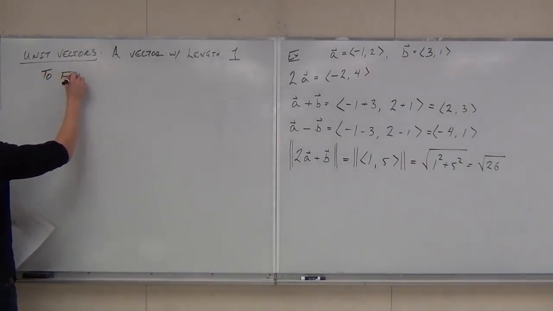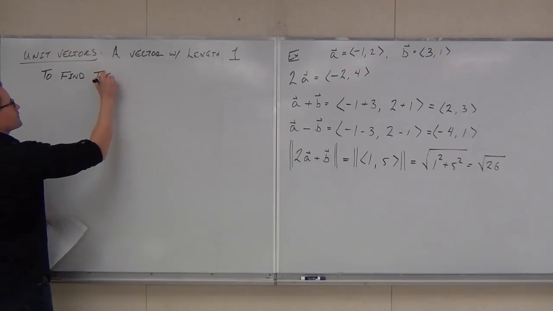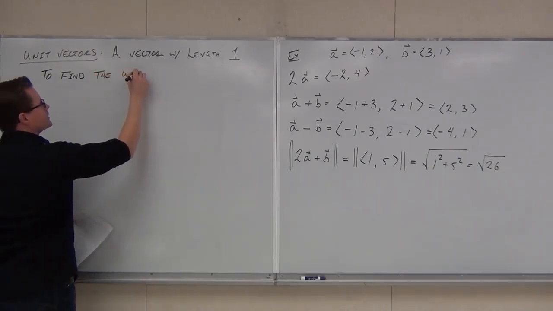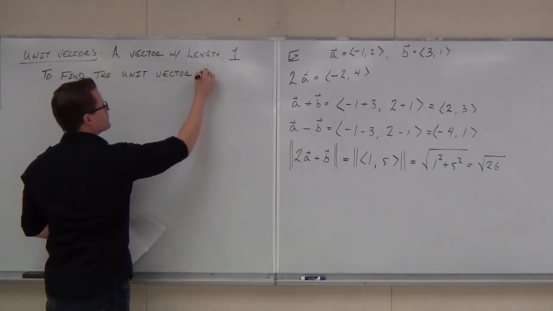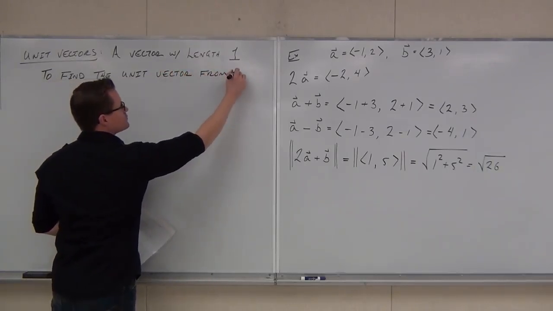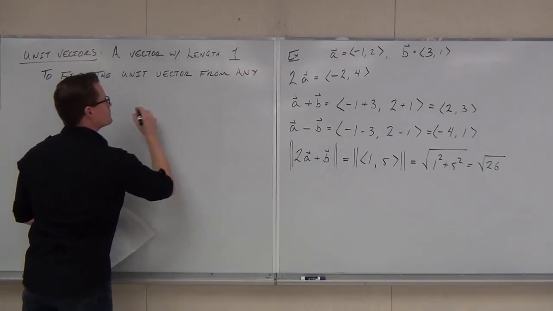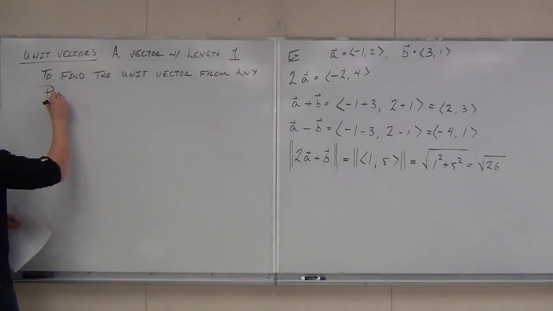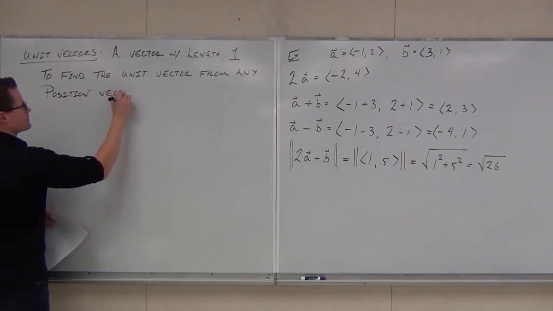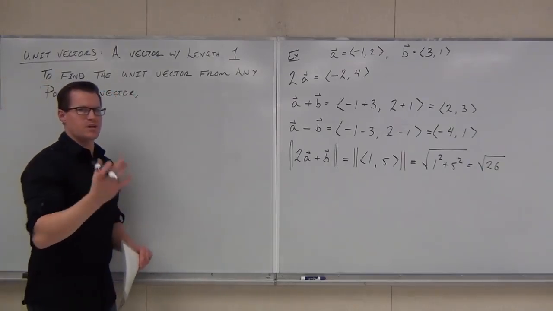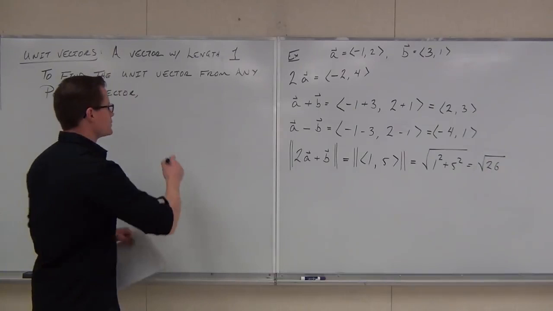To find the unit vector from any position vector, divide by magnitude. I'm going to say it simply, just divide by magnitude.